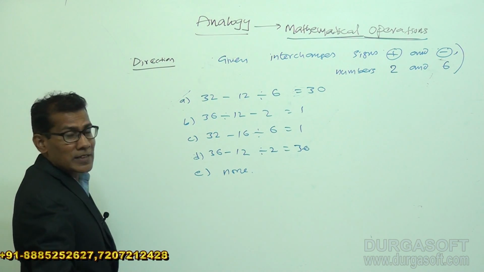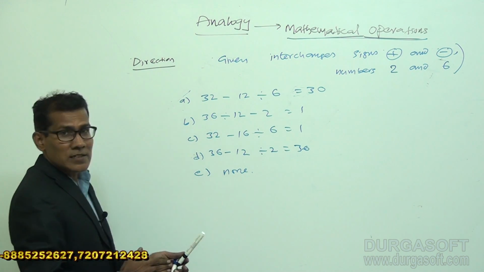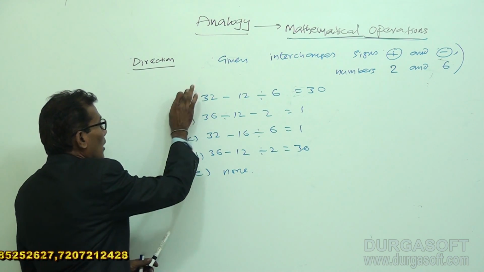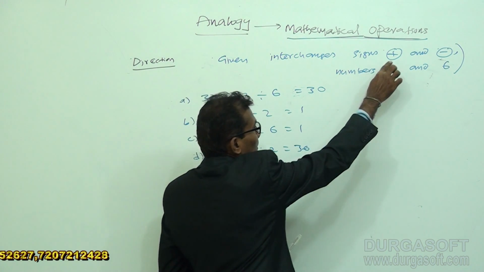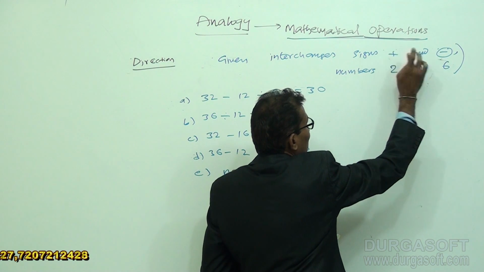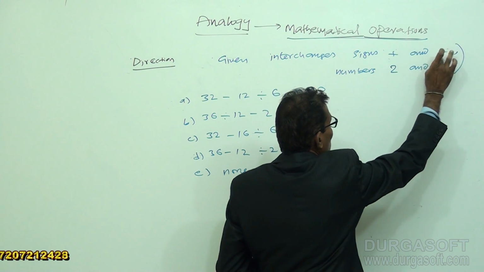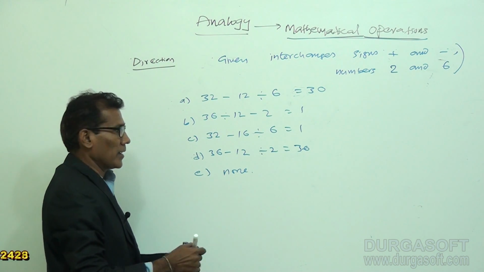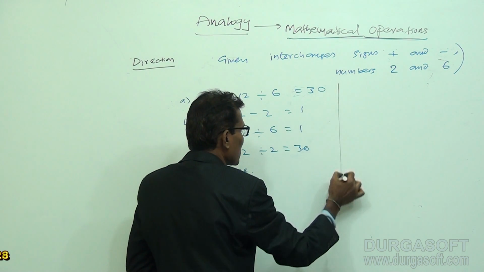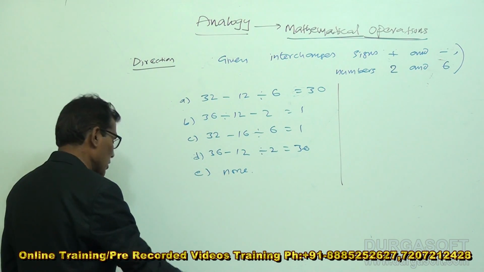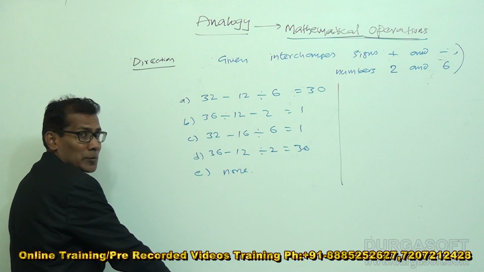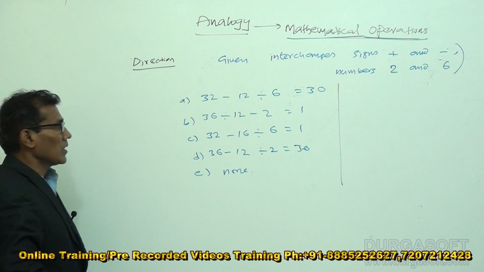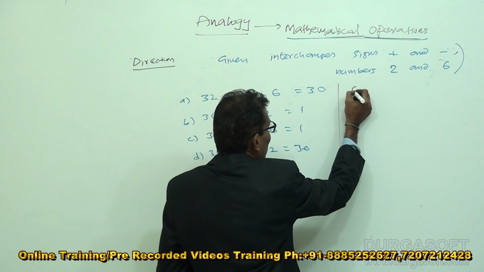According to the given instructions, what are the necessary changes to be made in the options? Here the signs plus and minus should be interchanged. At the same time, the numbers 2 and 6 should be interchanged. So let us go with option A. It is compulsory in the examination to work with this type of question. We have to go along with the options and cross check one by one. We are trying with option A.